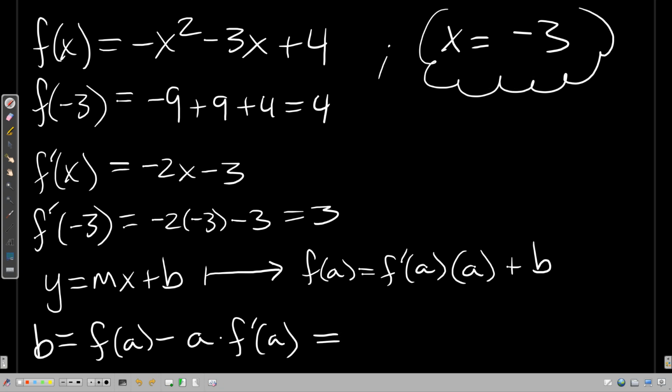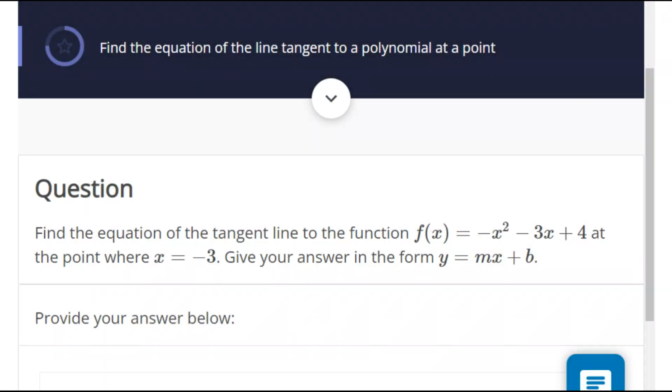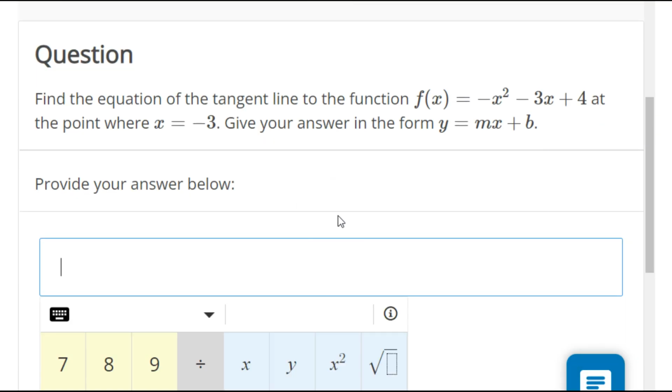And here a is just minus 3. It's the same number I've been sticking in all these other functions. So, and look, f of minus 3 I've already got. It's 4. And a was minus 3. And f prime of a was 3. So b has to be 4 plus 9. That's 13. So my tangent line looks like y equals 3x plus 13.